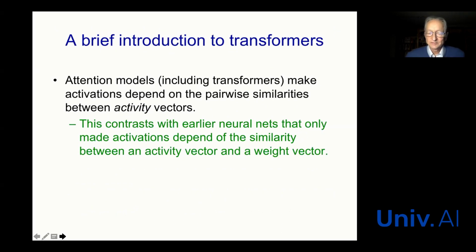Now I'm going to talk a little bit about transformers. I'm going to tell you very briefly how transformers work. And transformers have an interesting property. So most standard neural nets, in order to activate a neuron, take the scalar product of a vector of activities of neurons in the layer below and a vector of weights of the neuron.